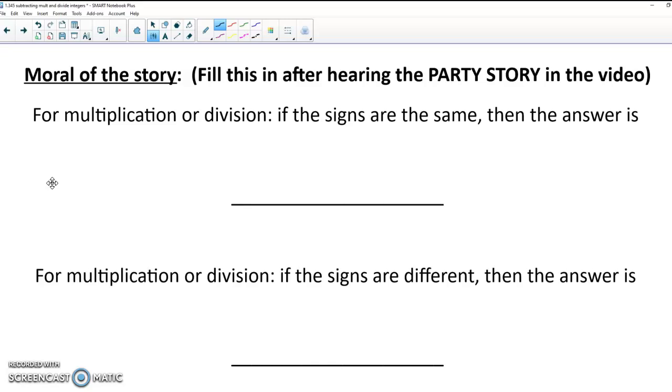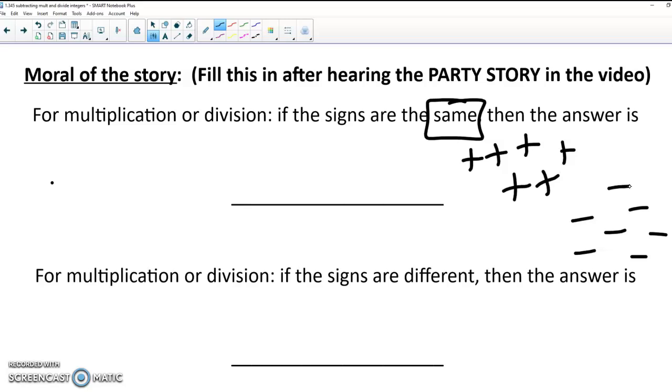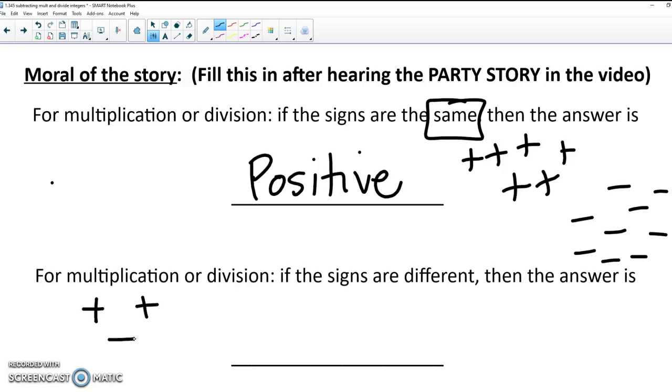For multiplication or division, if the signs are all the same, right? So if you have a bunch of positive people at the party, you're going to have a positive answer. Or if you have all negative people and they can kind of group together and have other friends that are negative, then the party is going to stay positive and your answer will be positive. Okay? But for multiplication and division, if the signs are different, if you have some positive people and you put a negative one in there, it's going to make your whole party be negative.